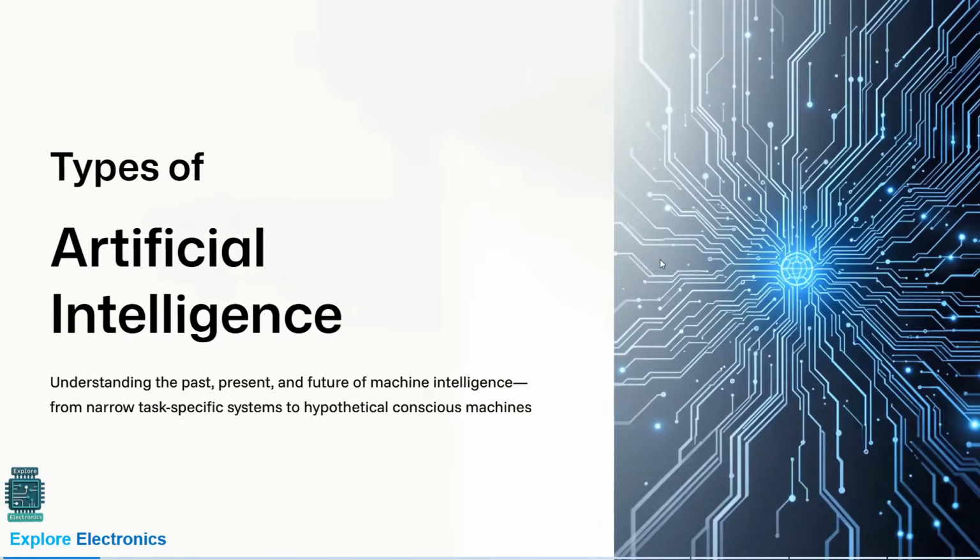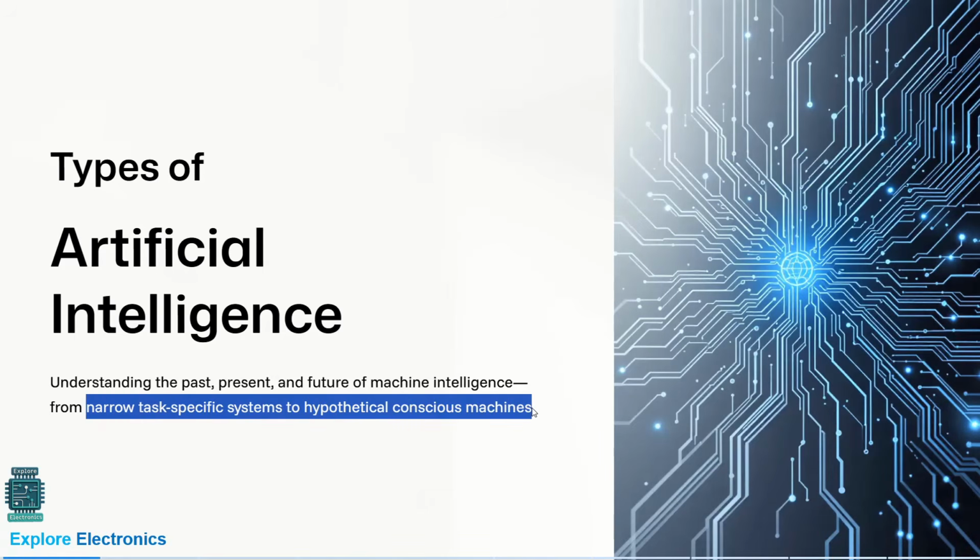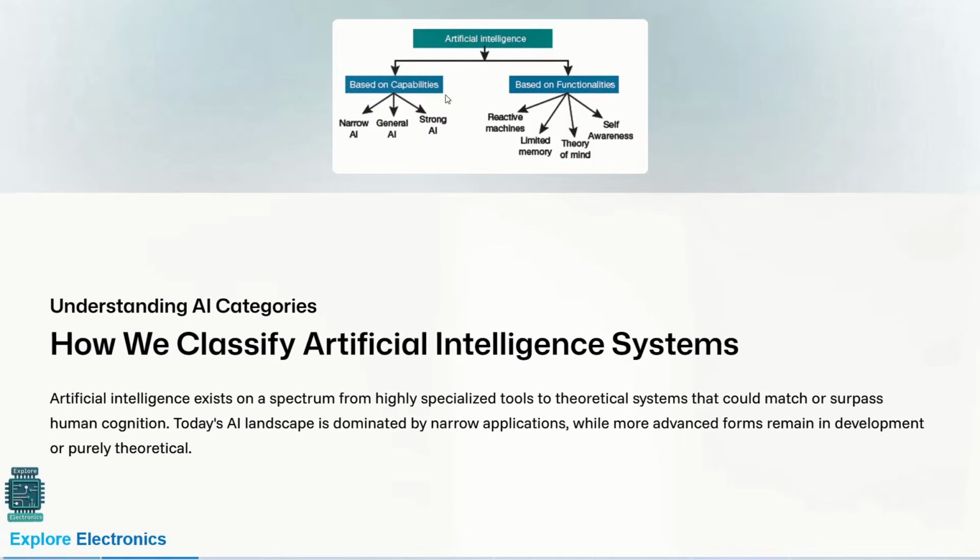Let's get in. So here we are understanding types of artificial intelligence as past, present and future machine intelligence, from narrow task-specific systems to hypothetical conscious machines as well. The categories of artificial intelligence are divided into two here. Based on the capabilities we can categorize, and based on the functionalities also we can categorize the artificial intelligence. The first one is narrow AI, then general AI and then strong AI based on the capability. Based on the functionality: reactive machines, limited memory, theory of mind and self-awareness. This is all about the categories.